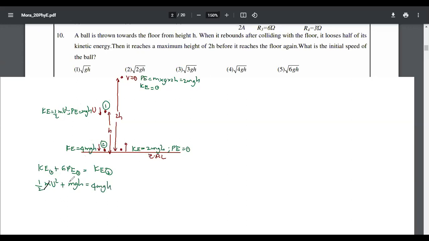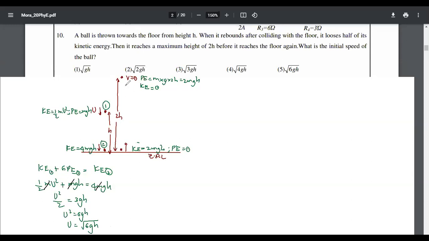So m gets cancelled out. Therefore, again, you will get the same thing. u squared by 2 is equal to 3gh, u squared is equal to 6gh, and u is going to be equal to square root of 6gh. This is another way of doing it. You can go from the reverse.